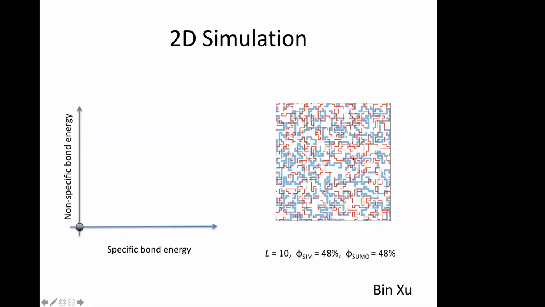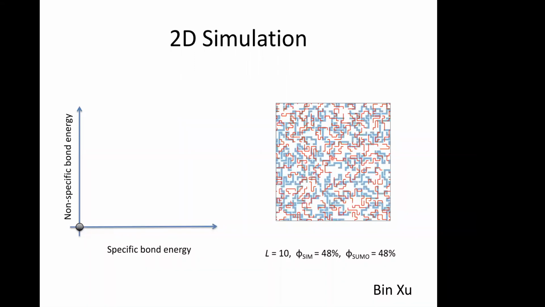It doesn't look like phase separation, but that's okay because at this point there's no interaction. So this is really just a layer of these polySUMOs on top of another layer of these polySIMs, and they don't know about each other. So then what do we do? Well, we want to see what happens if we let them interact.